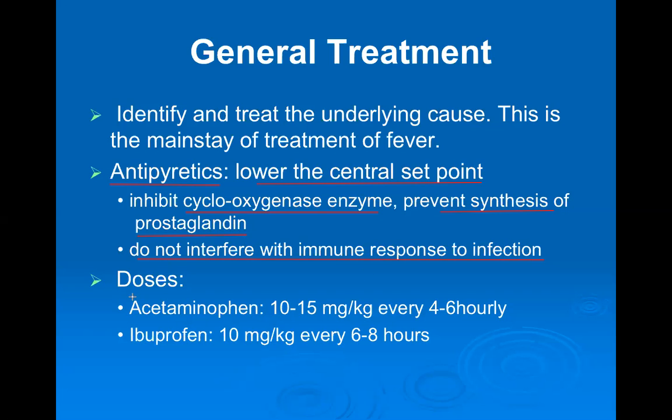Now, what are the drugs we give to control the temperature? Acetaminophen and ibuprofen are the two most commonly used drugs to decrease the temperature in a child. Never forget them. Acetaminophen means paracetamol, which is the most commonly used drug. And one more option you have is ibuprofen. So this is the dose, 10 to 15 milligram per kg every 4 to 6 hourly. And for ibuprofen, just 10 milligram per kg would be enough. We give it also 6 to 8 hourly. So these are the doses.